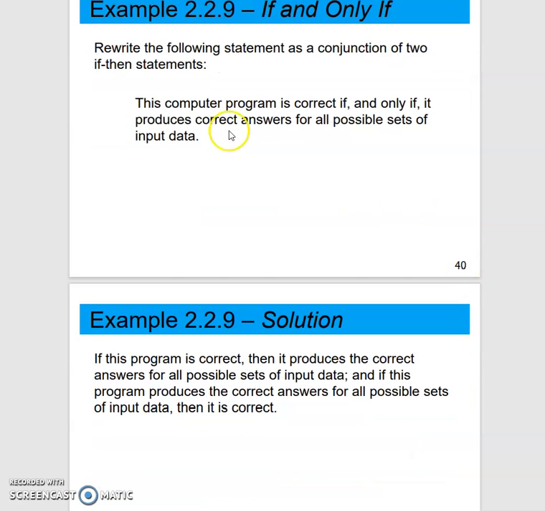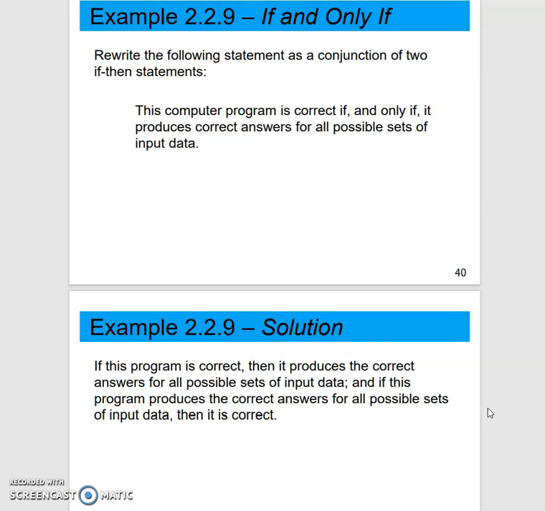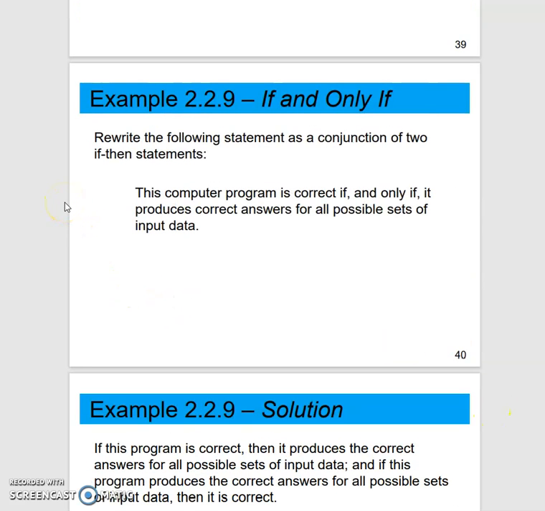So let's do a rewrite. This computer program is correct if and only if it produces correct answers for all possible sets of input data. Now again, there might be a couple ways we could do it. My example here, since we want a conjunction, that means an and. So if this program is correct, then it produces the correct answers. And if this program produces the correct answers, then it is correct. So you can hopefully kind of see how we wrote it there as if P then Q and if Q then P. And that is everything in section 2.2.